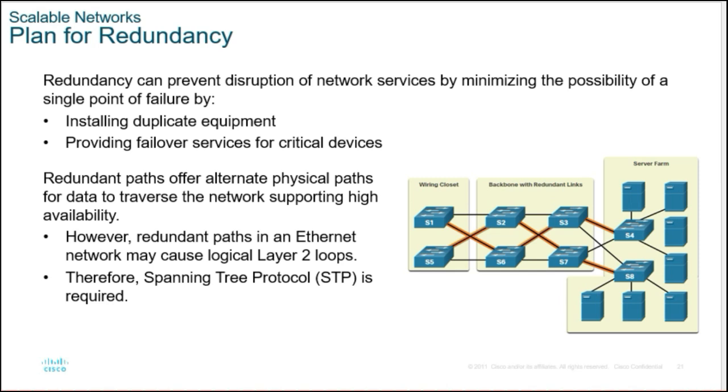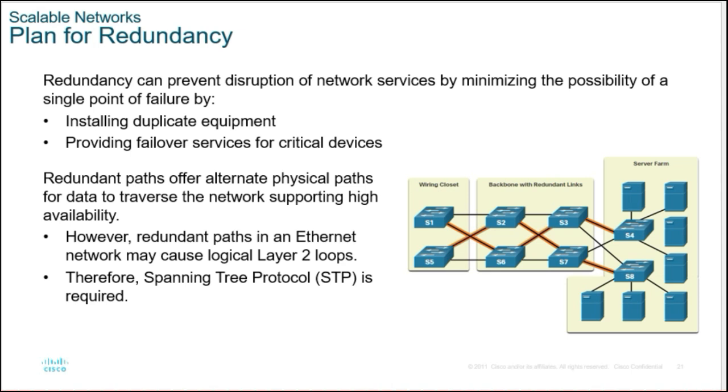So kita boleh achieve redundancy by installing duplicate equipment. Kita ada equipment more than one, and then kita ada provide failover services untuk critical devices. Redundancy juga termasuk bila kita offer alternate physical path untuk traffic kita.